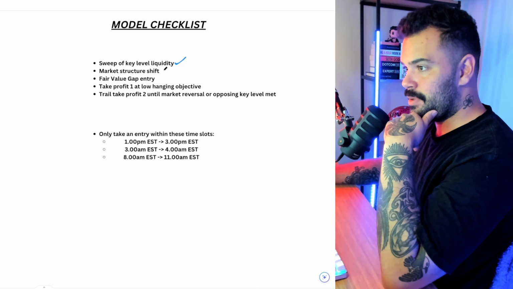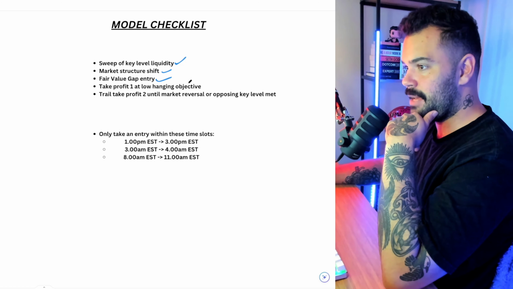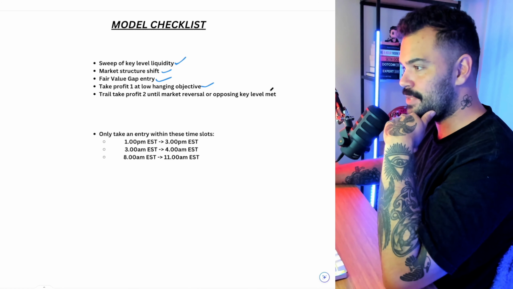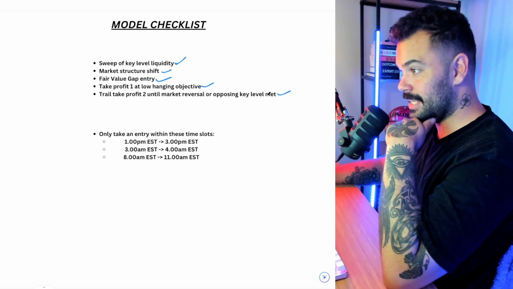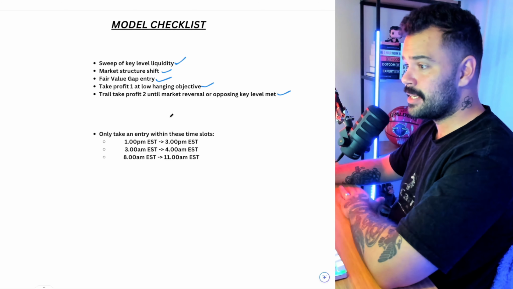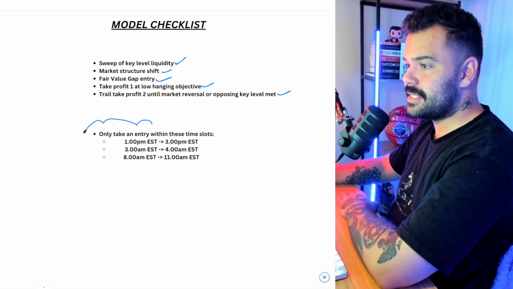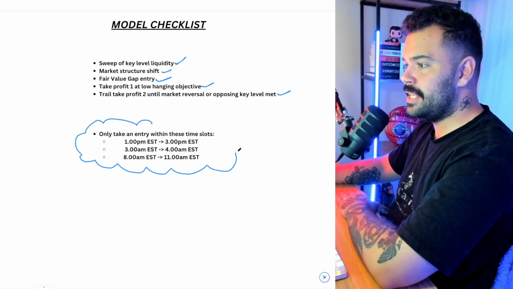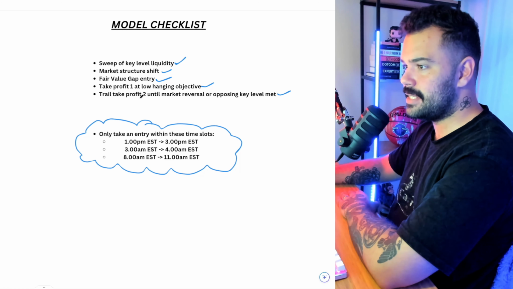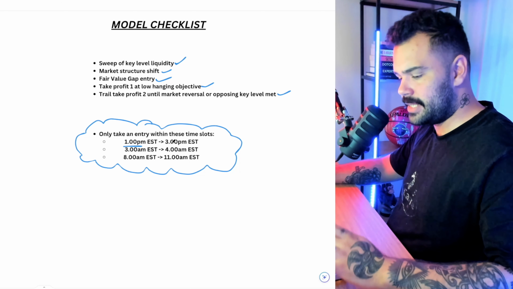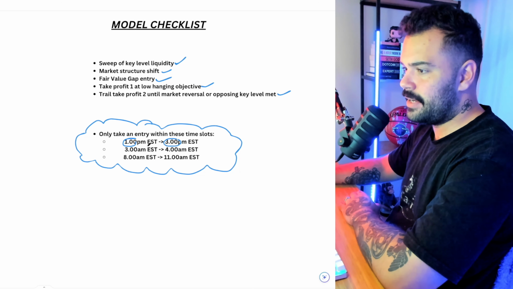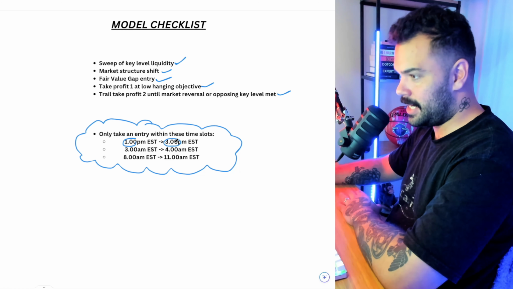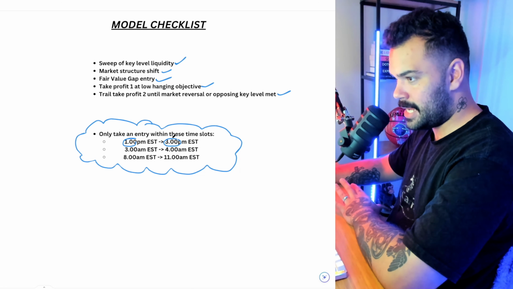So once we've got that sweep, market structure shift, fair value gap entry, take profit one at that low hanging objective, take profit two until market reversal or opposing key level met. Again, I'll show you live examples. Now here's an important part: I will only take an entry within these time slots. If there's a setup that forms outside of these time zones, it's less reliable. So I typically, this is my main one, 1 p.m. to 3 p.m. So if I don't get an entry by 3 p.m., then I don't take a trade for this model on the day.